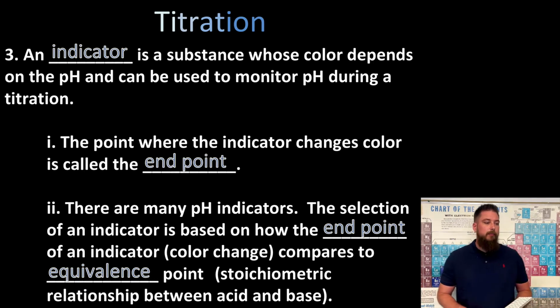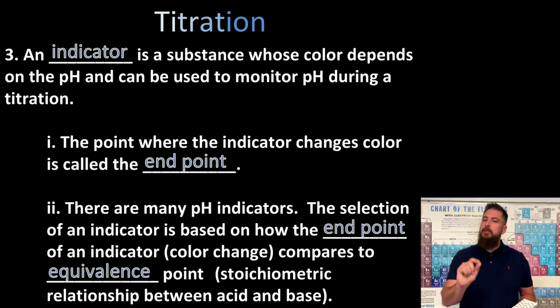Now, the point where the indicator changes color is called the endpoint. The endpoint is not the same thing as the equivalence point. The endpoint is where the color changes. Like I said, the color changes at a pH of around 8 or so for this one. I don't know the exact pH, but think about when you're neutralizing a strong acid and a strong base, you completely neutralize it at a pH of 7. And so the endpoint is going to be a little bit off of the equivalence point.